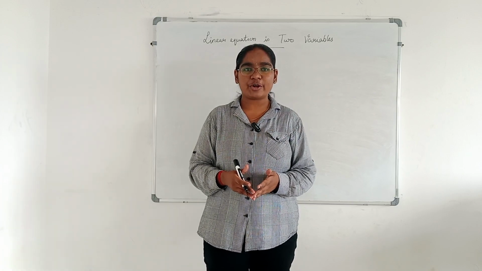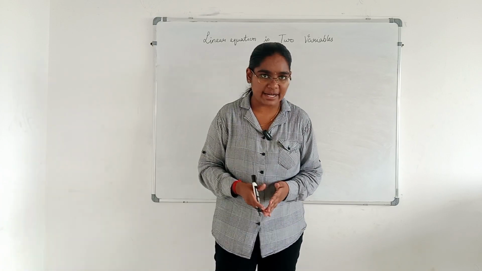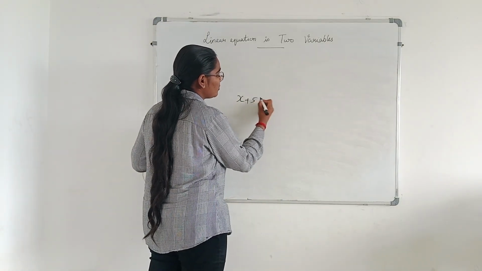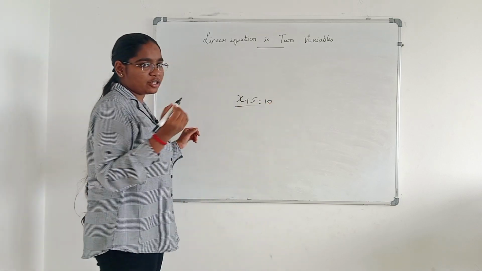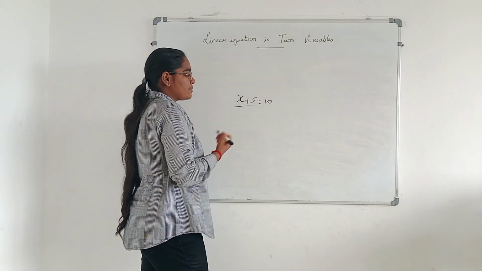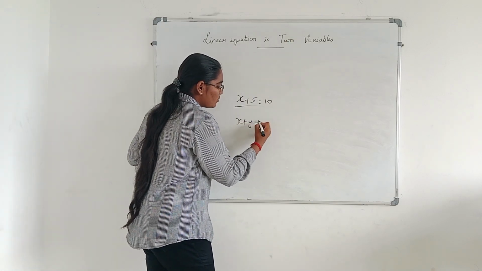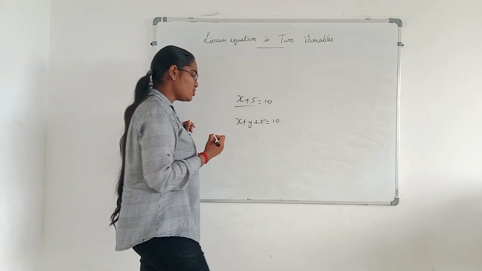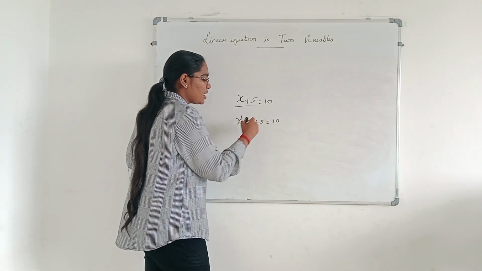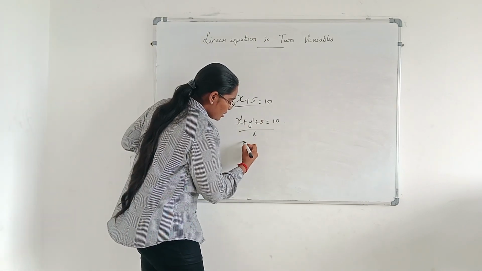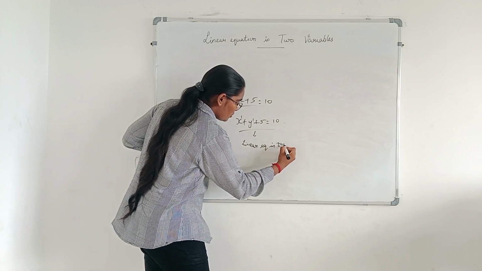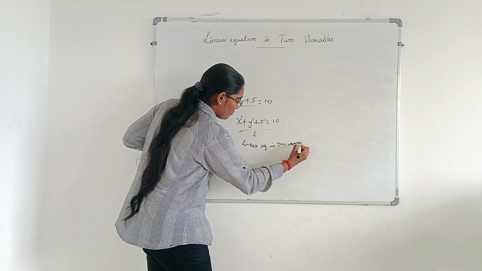Now in this video we are going to learn linear equation in two variables, right? In the previous video we have learned linear equation involving one variable. For example, x plus 5 equal to 10. This is a linear equation in one variable. Next, a linear equation in two variables means that the equation will consist of two variables. That's all. Okay. So here there are two variables and the highest power of those variables is 1. So this is a linear equation in two variables. Okay.